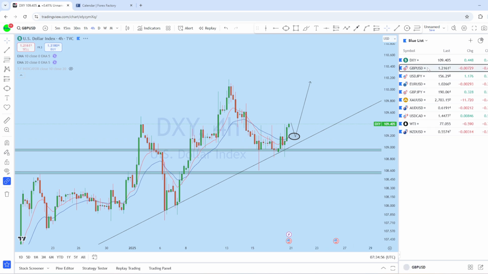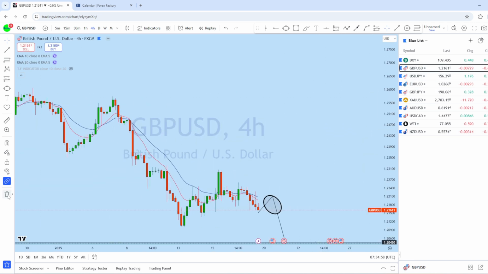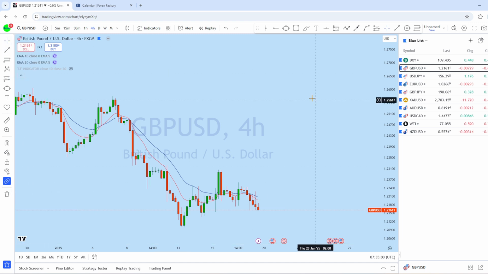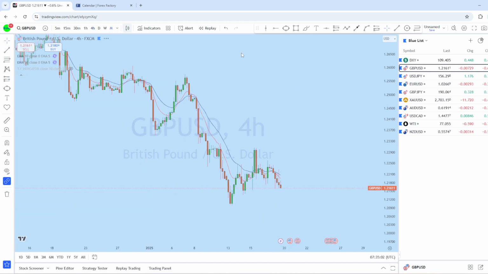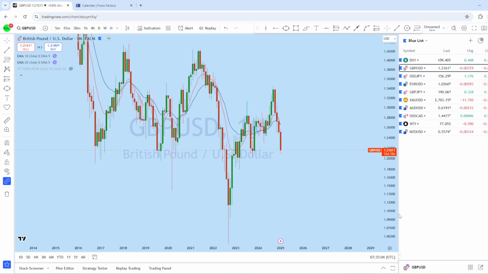Now let's look at GBPUSD. Let's see what kind of trading opportunity we have in this instrument, looking at the monthly chart to see the overall picture in the market.